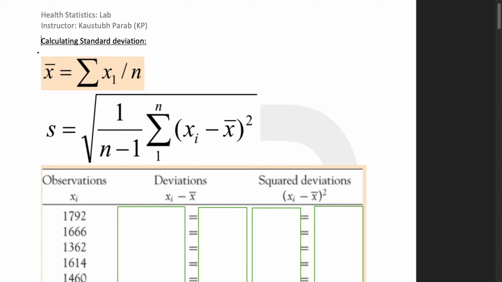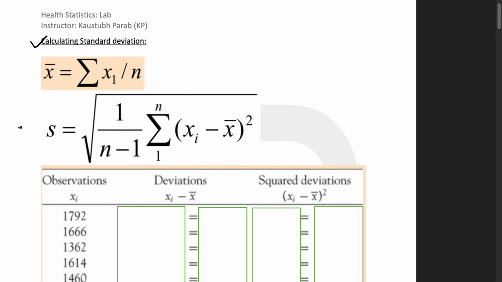So in this lecture, we are going to go over calculations for standard deviation. So how to calculate standard deviation. So this is more like the math behind standard deviation. For the concept of standard deviation, check out the other video.